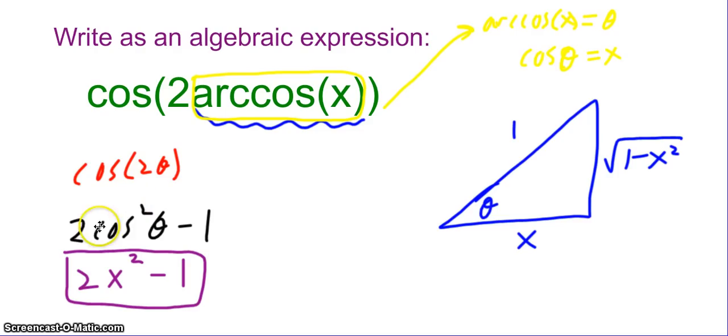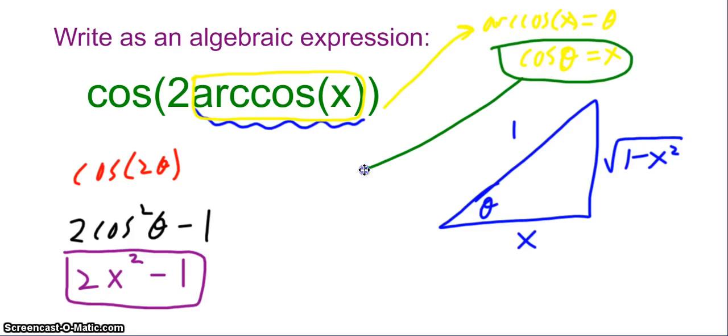The cosine of 2 theta is 2 cosine squared of theta minus 1. But what is cosine of theta? Cosine of theta is x. So cosine of theta becomes x. So since it was cosine squared theta, this becomes x squared, so I have 2x squared minus 1. So that is my algebraic expression from the trigonometric expression.